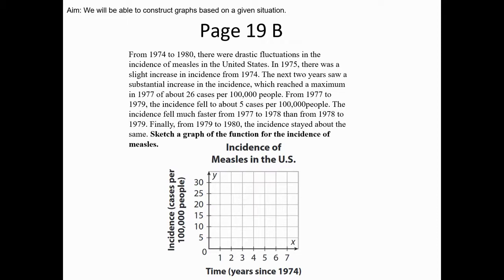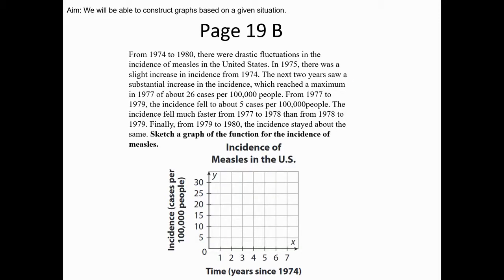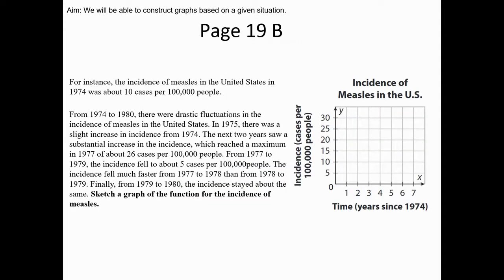So if we look at page 19B from our book, let's actually try to organize this a little bit better. It looks like this right here. If you take a look at all this information, this whole thing's asking us, if you look at the very bottom, to sketch a graph of the function for the incidence of measles.